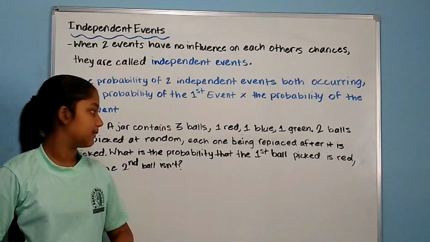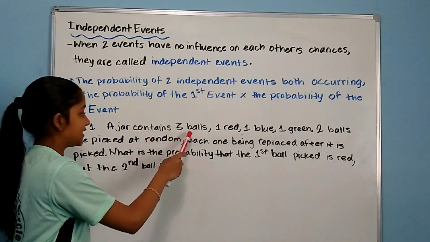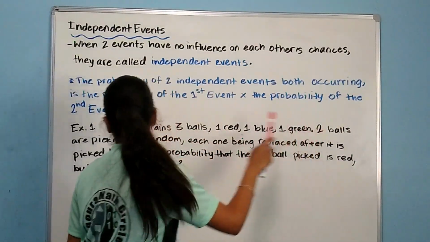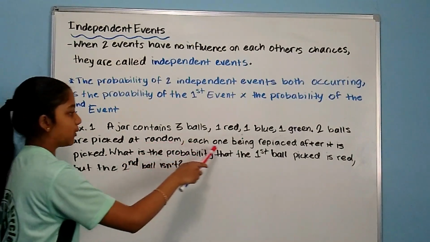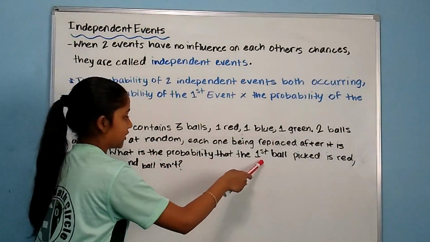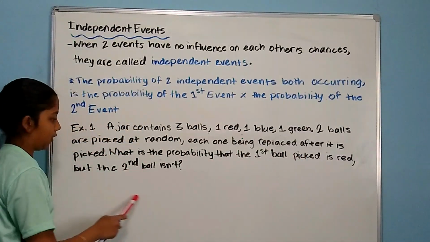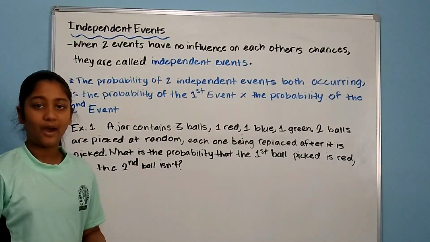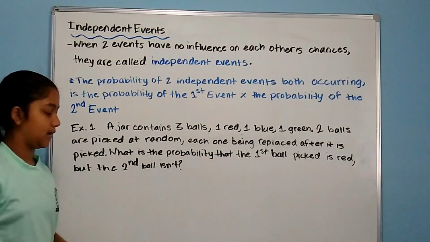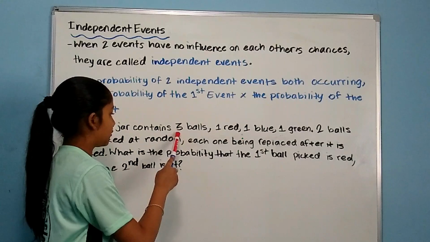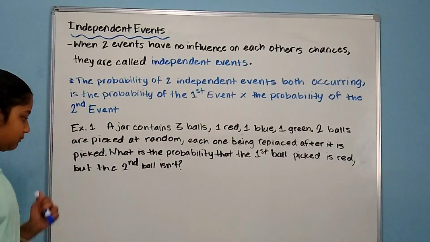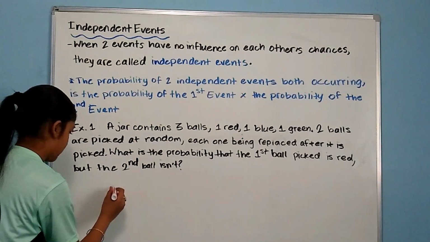Let's go ahead and read it. A jar contains 3 balls, 1 red, 1 blue, and 1 green. 2 balls are picked at random, each one being replaced after it is picked. What is the probability that the first ball picked is red and the second ball isn't? Let's first go ahead and find the probability of the first event, which is picking a red. We know that there are 3 options since there are 3 balls, and red is one of the options here. So let's go ahead and write that down here.